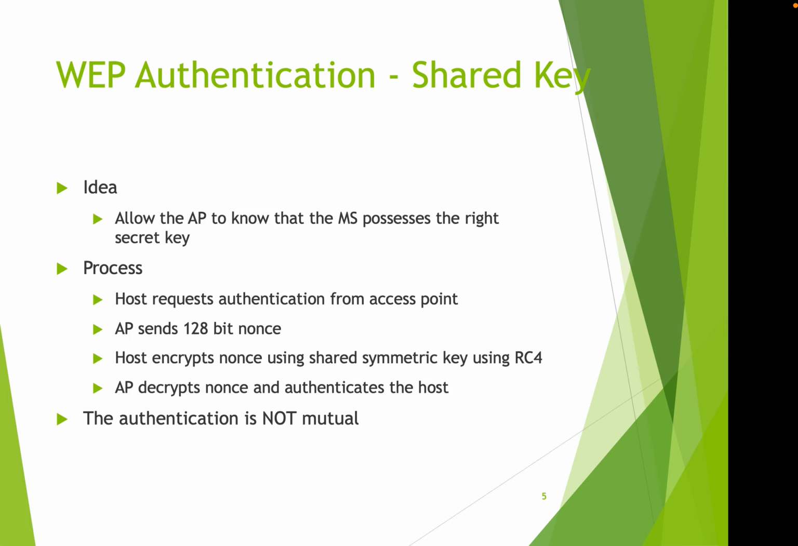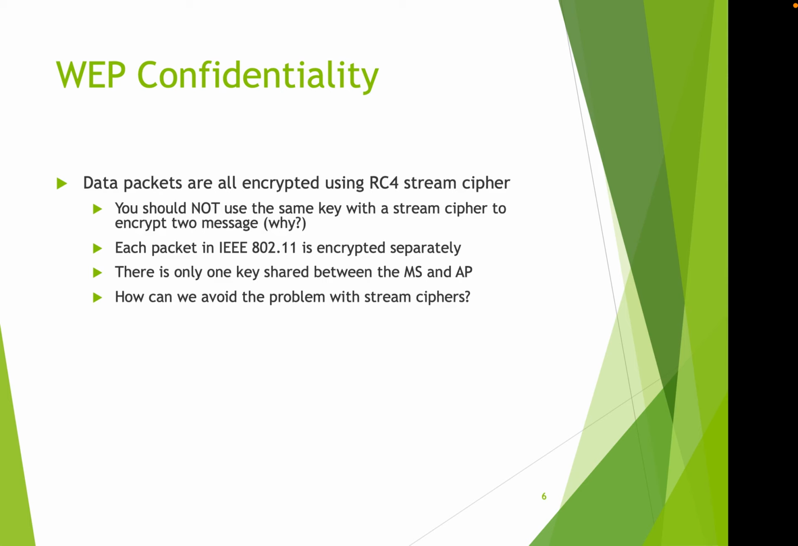Okay, so the AP decrypts the nonce and authenticates the host. The authentication is not mutual. As we saw earlier, there are scenarios where you only use one-way authentication instead of two-way authentication. For confidentiality, the data packets are encrypted using RC4. So you should not use the same key twice, right?